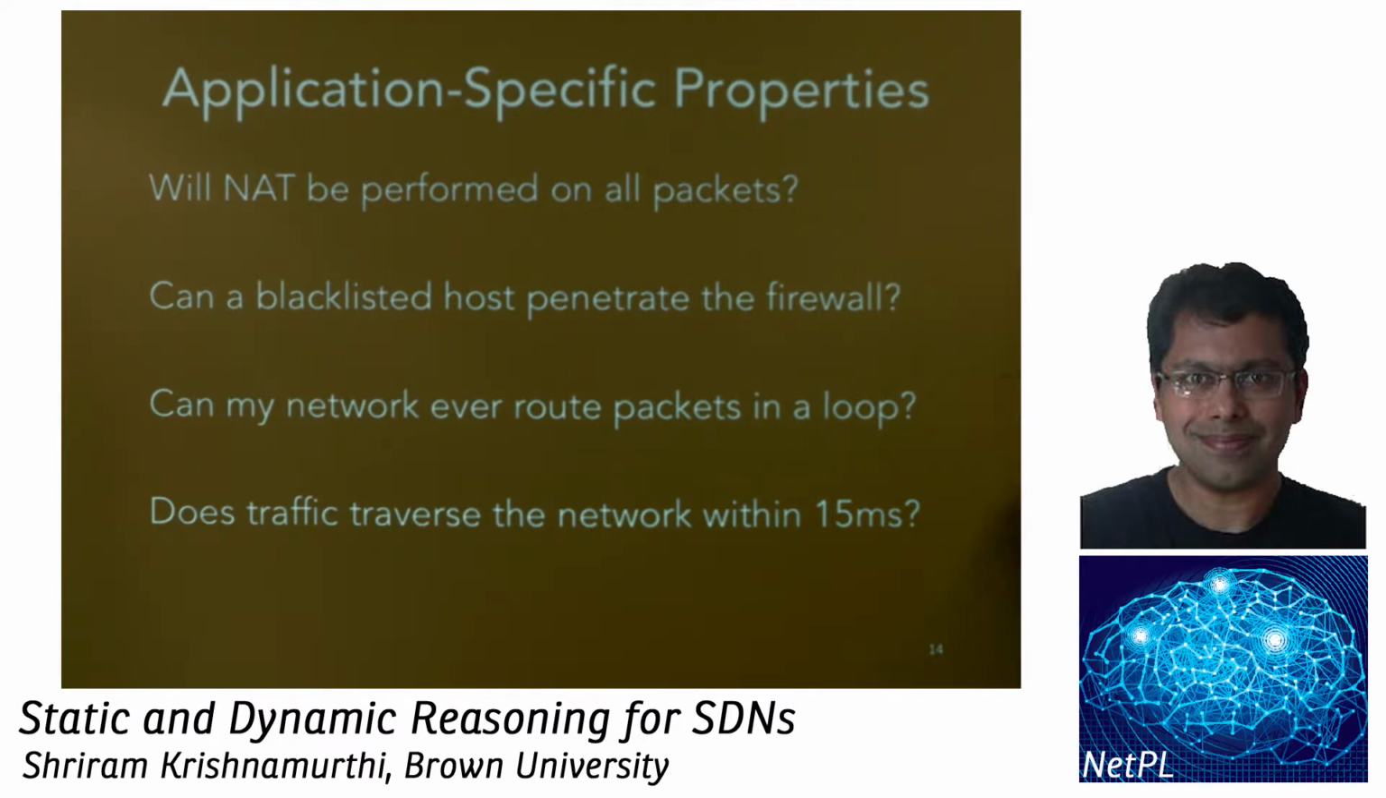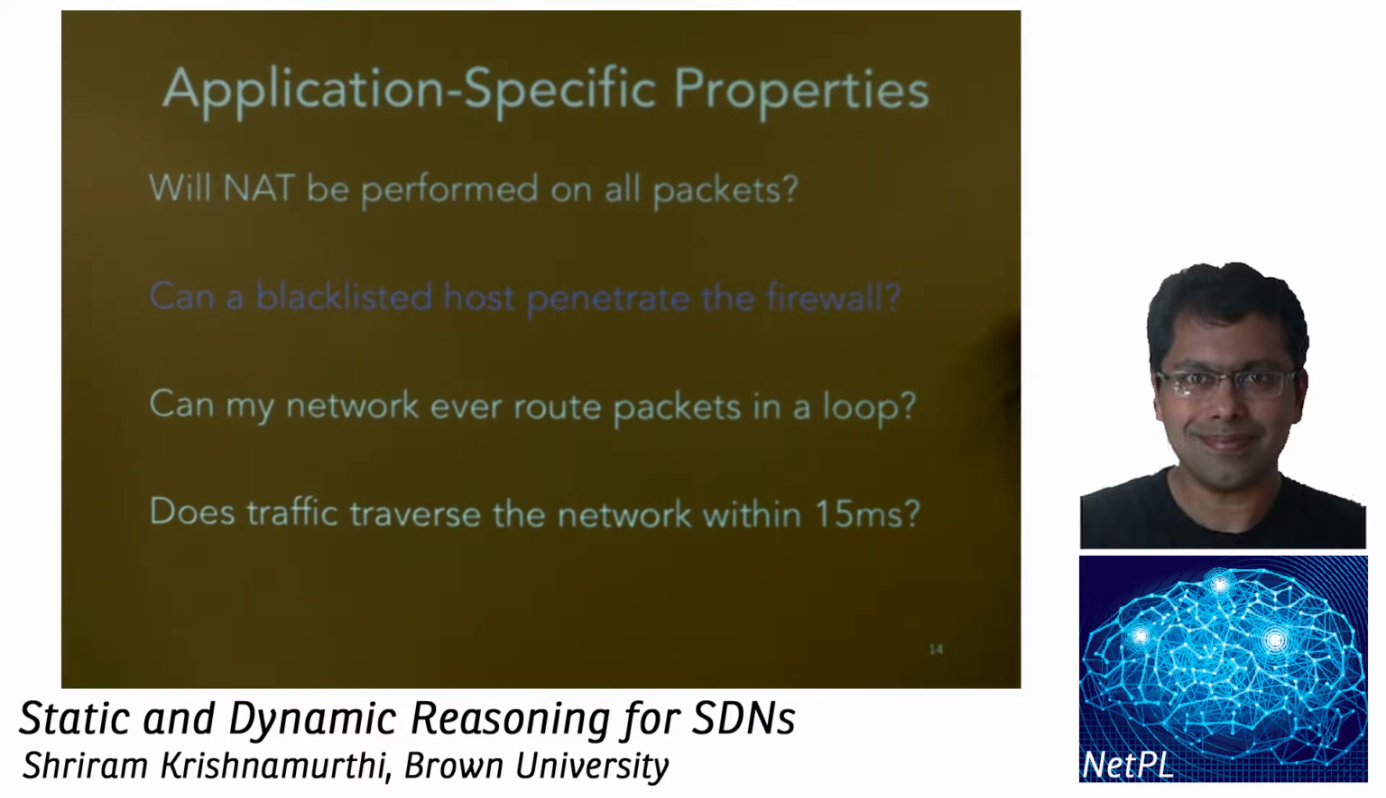So I gave you this set of examples, and I said I'm going to talk about these in more detail as we go along. So something like will NAT be performed on all packets is simply just a statement about the controller program's behavior. Okay? Now, when I get to a property like can a blacklisted host penetrate the firewall, I'm no longer just talking about the controller. Somehow, I need to also know something about the shape of the network, right? Typically I have one firewall for the network, but I have to know something about the topology to know that there's no way to breach the network by going through something that's not the firewall in the first place, right?